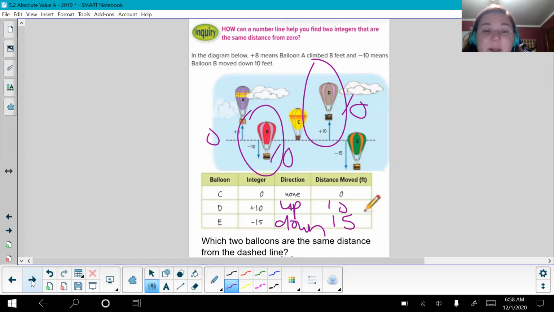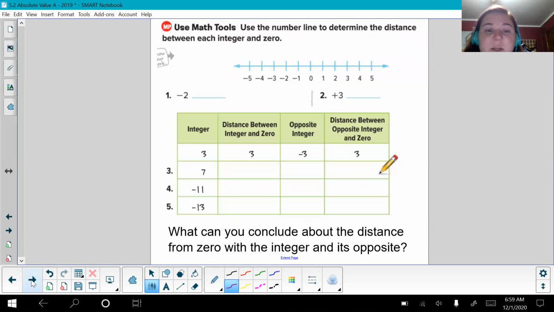Now, if we look at some of the things here where we're talking about how far a number is from zero. If I plotted the point -2, how far is that from zero? Well, you would go 1, 2, so it's 2 spaces from zero. If I plotted the point +3, how far is +3 from zero? 1, 2, 3. It's 3 spaces from zero.